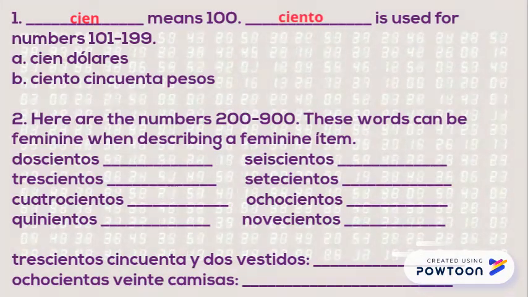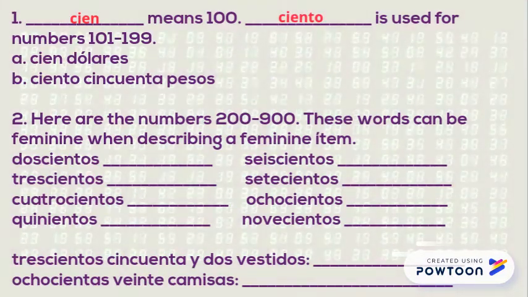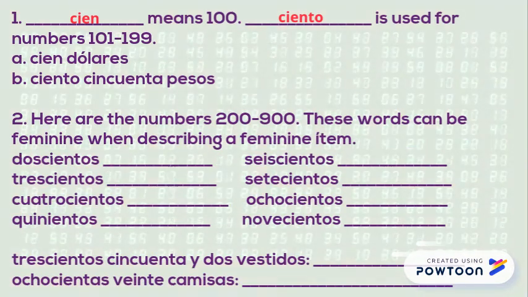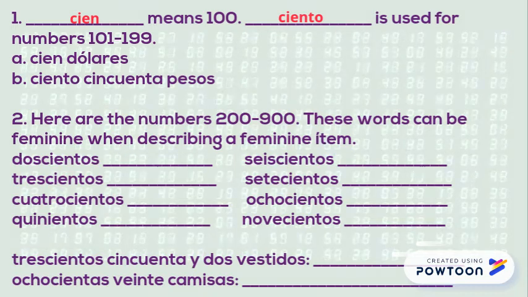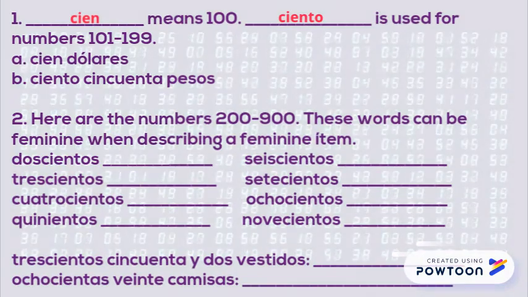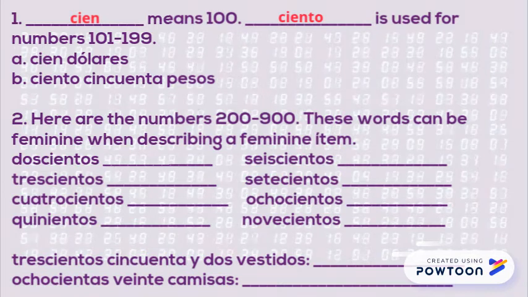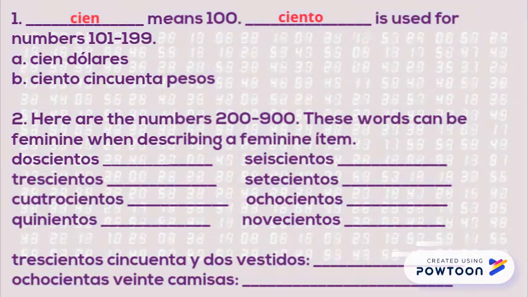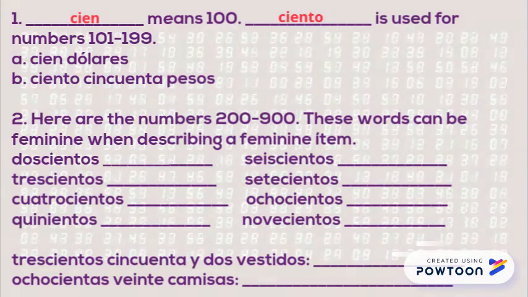Now, once you get past that number cien, when you're counting, that word changes to ciento. So we have cien, ciento uno, ciento dos, ciento tres, all the way through 199. Okay, so you see a couple of examples there, but change cien to ciento once you start counting from there.